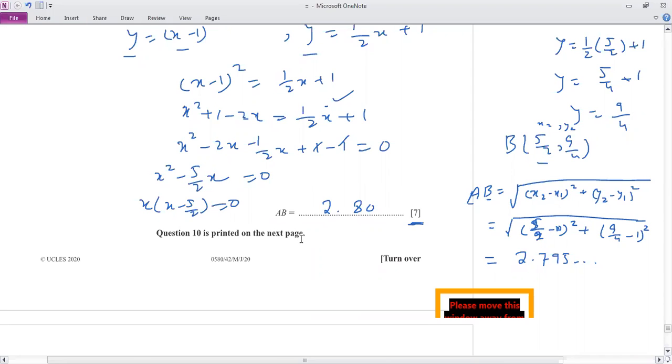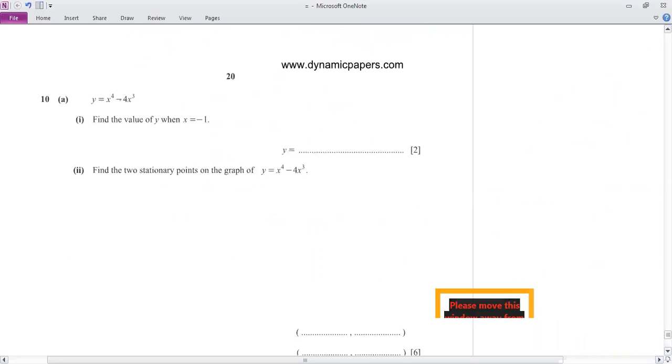So next question is this one. y is equal to this one. Find the value of y when x is equal to -1. A very simple question. In place of x, write -1. So y will be equal to (-1) power 4 minus 4 into (-1) cube.